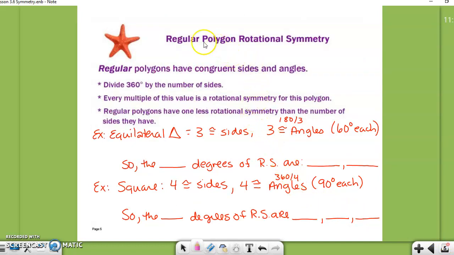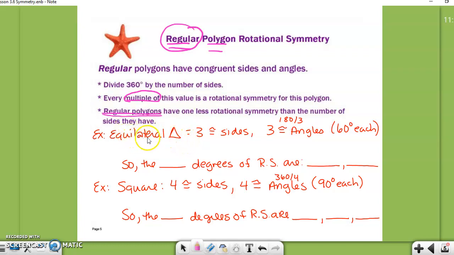Okay, let's talk about our regular polygon. Regular is very important. Rotational symmetry, because there's just a little formula to help figure that. So you divide 360 by the number of sides. We've seen that in these past examples. And then every multiple of this value is a rotational symmetry for the polygon. And regular polygons have one less rotational symmetry than the number of sides. And again, we're only talking about regular polygons. Regular polygons have all congruent sides and all congruent angles.